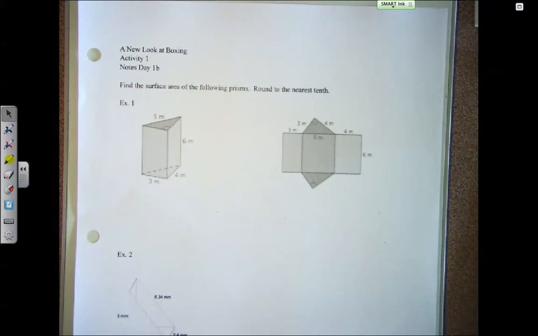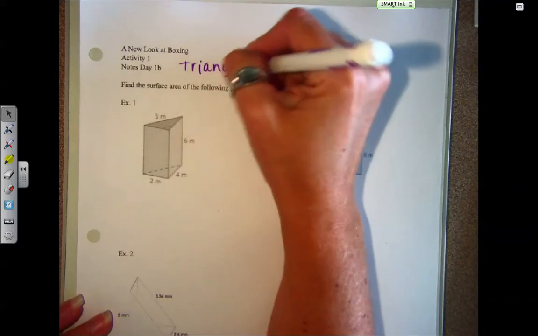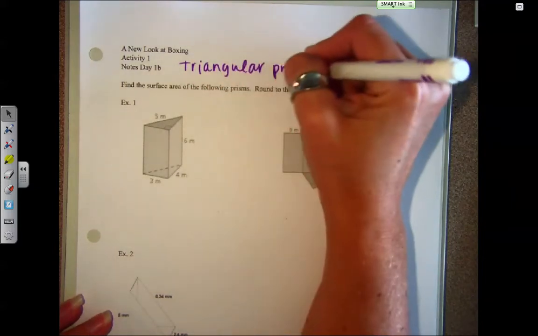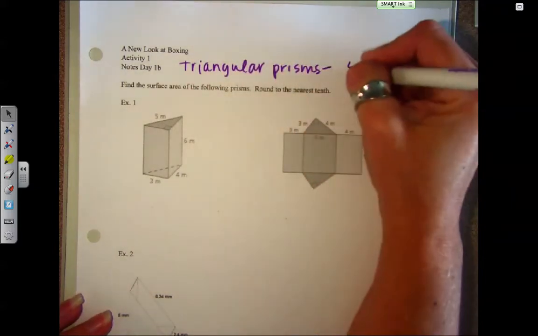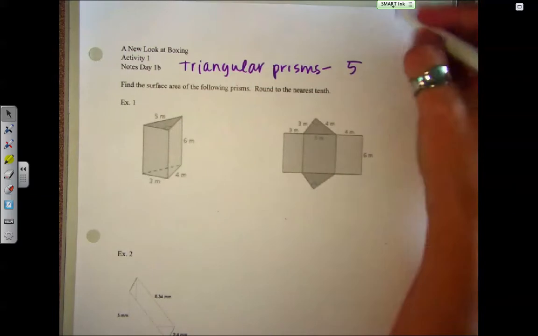How many do we have? 2. What else do we have in addition to 2 triangles? 3 rectangles. So on triangular prisms, we have a total of how many faces? 5. Okay. We have 5 total faces: 2 bases that are triangles, and 3 lateral faces that are what? Rectangles.